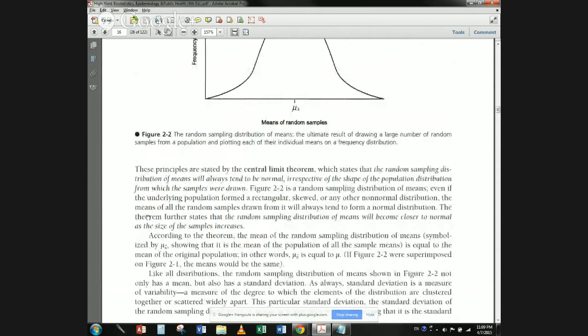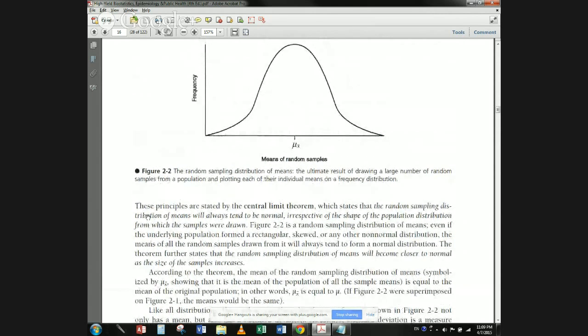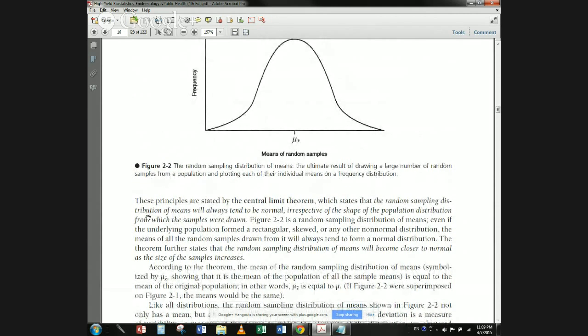These principles are stated by the central limit theorem, which states that the random sampling distribution of means will always tend to be normal, irrespective of the shape of the population distribution from which the samples are drawn. Figure 2.2 is a random sampling distribution of means. Even if the underlying population formed a rectangular, skewed, or any other non-normal distribution, the means of all the random samples drawn from it will always tend to form a normal distribution. The theorem further states that the random sampling distribution of means will become closer to normal as the size of the samples increases.